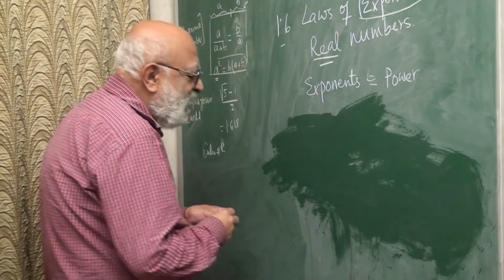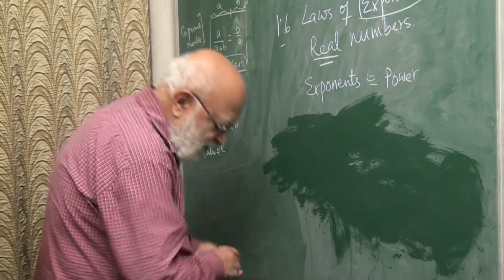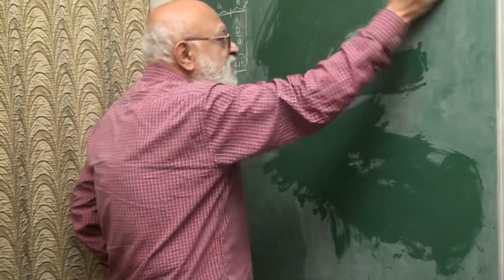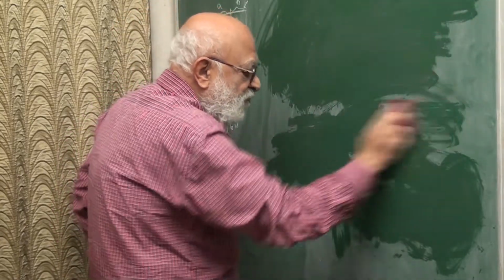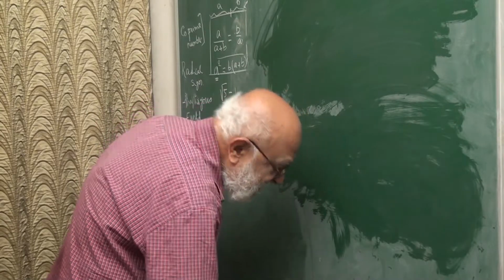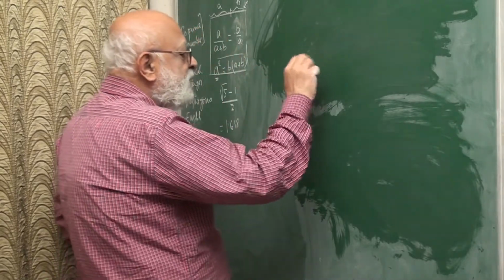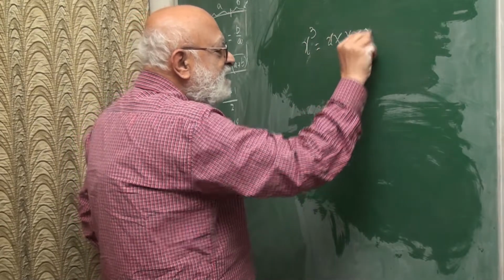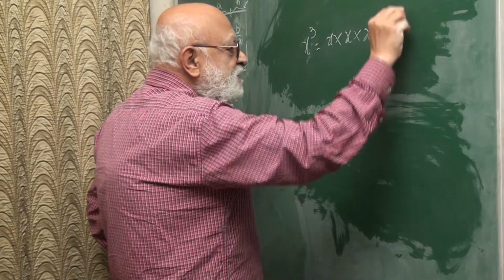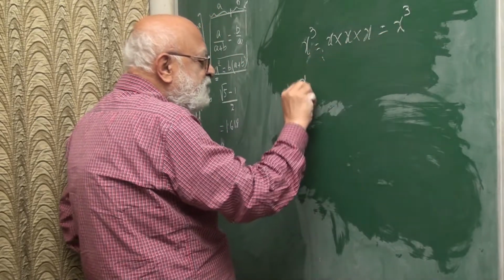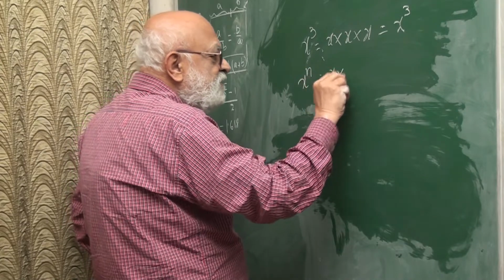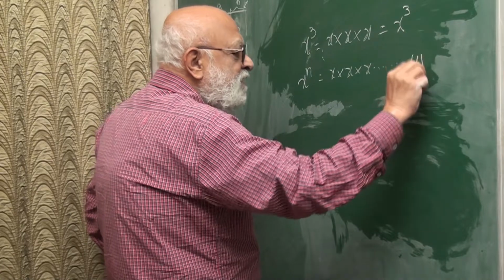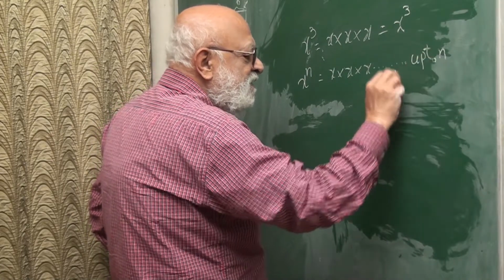So if I write now x to the power 3, that would be x into x into x, that would be x cube. So similarly, what would be x to the power n? That would be x into x into x, so many times up to n terms.